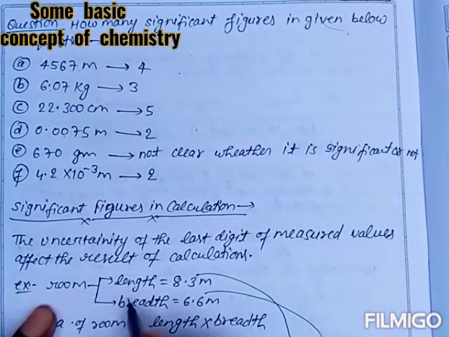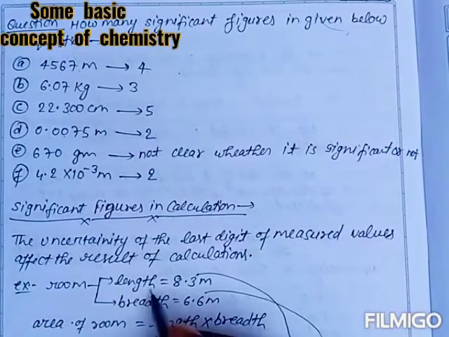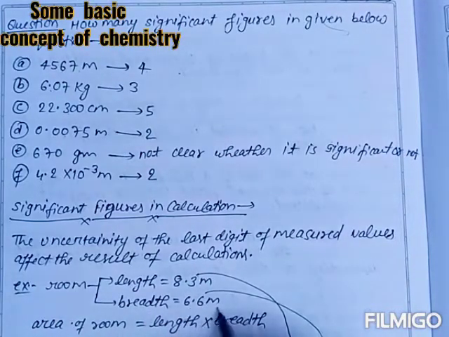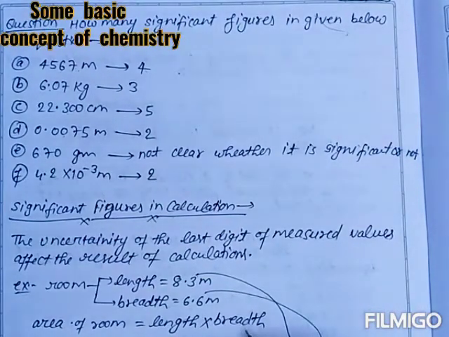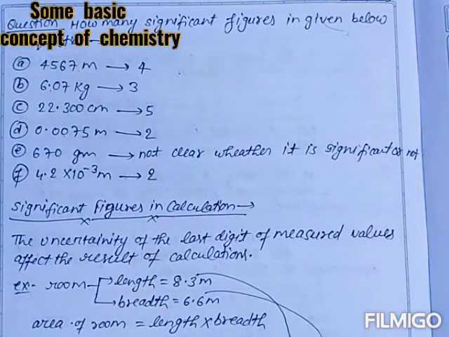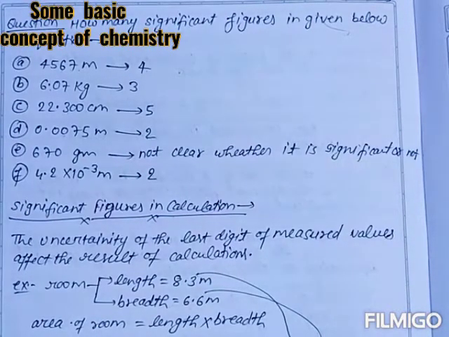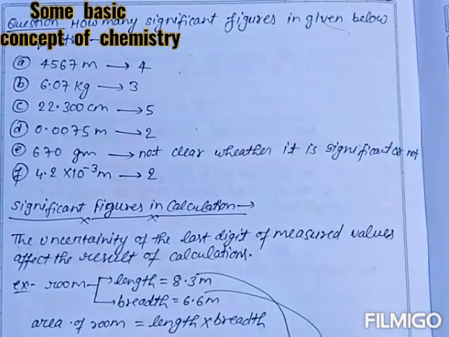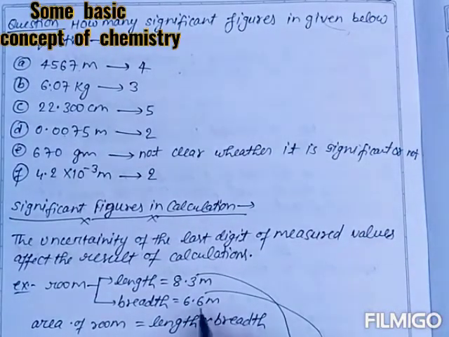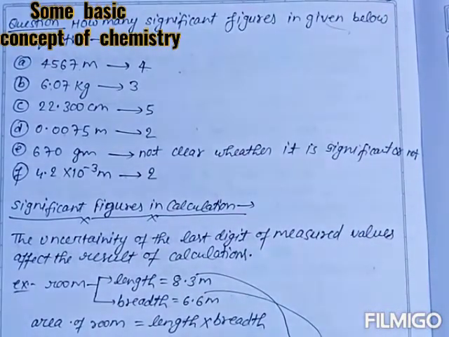For example, take a room with a length and breadth. The length is 8.3 meter and the breadth is 6.6 meter. The area of the room will be length multiplied by breadth, so the answer will be 54.78 meter square, which is uncertain. Why uncertain? Because the second digit after the decimal in 8.3 and 6.6 is not mentioned, so the digits of the result are uncertain.